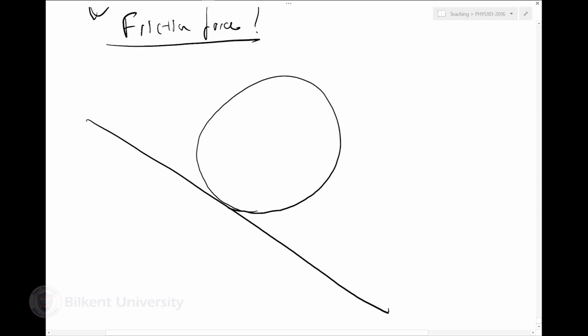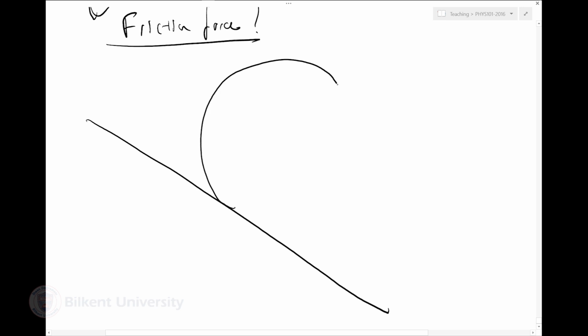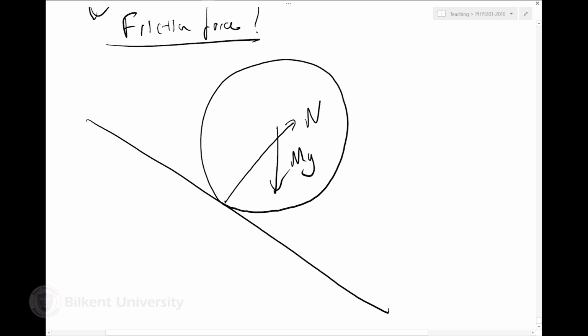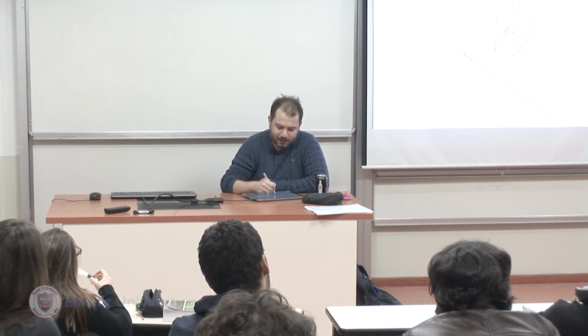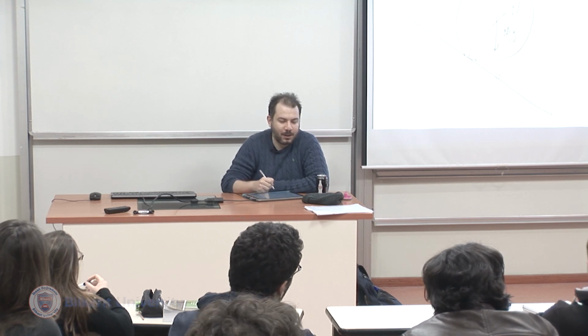Here's my sphere now. It looks like an egg because I drew it, but can you tell me which forces are acting on this object? There are not too many of them. Well, I have mg. I must have the normal force. And I must have the friction force. Which way is the friction force acting? This way, down, or up?